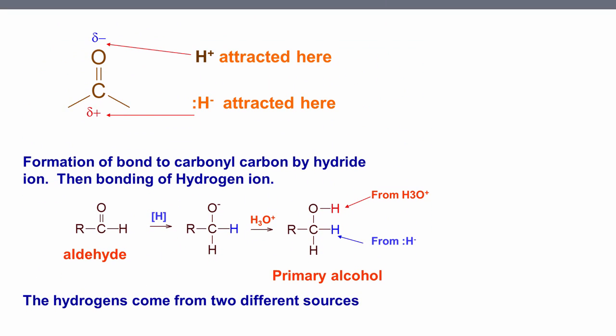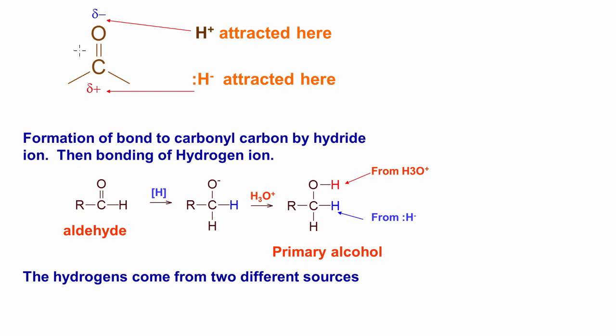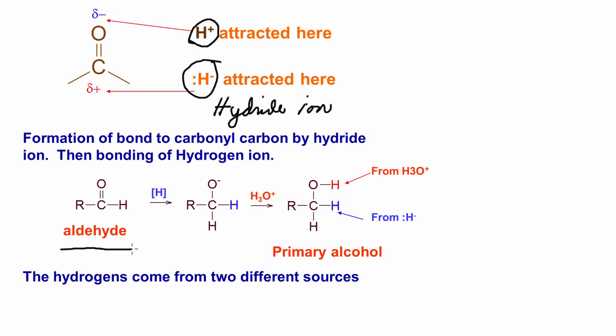Let's go up here. So how does this work then? So we have the very polar carbonyl group. Remember, a partial negative charge on the oxygen, partial positive charge on the carbon. The hydrogens come from two different sources. One of the hydrogens, actually in the form of a hydride ion, will add to the carbon, and then the other hydrogen in the form of a proton, which comes from hydronium ion, will add to the oxygen. So let's take a look at this. So we have this aldehyde.